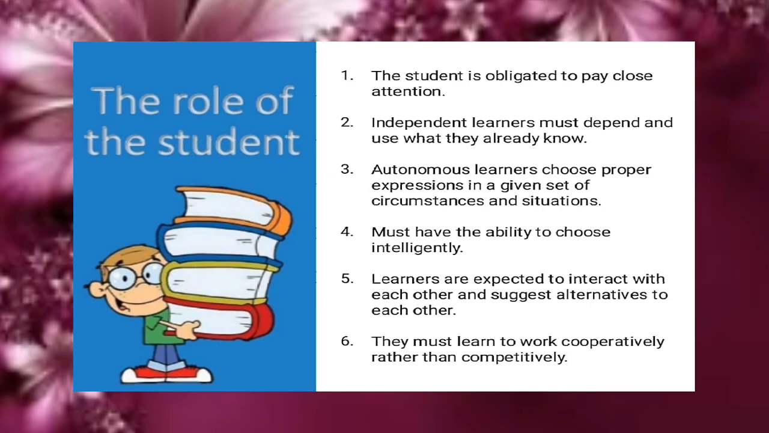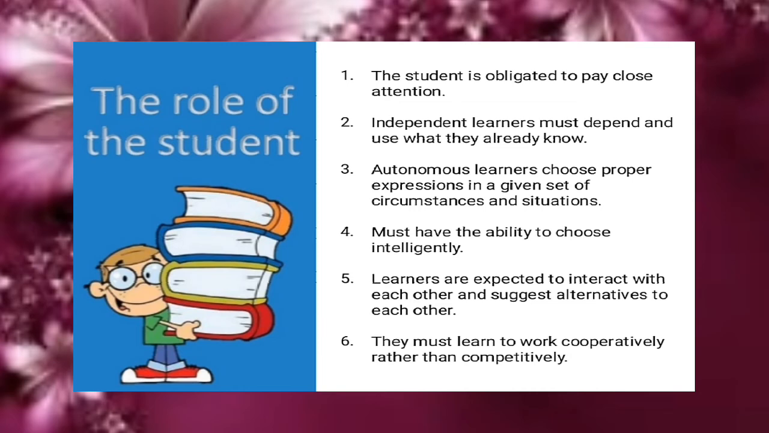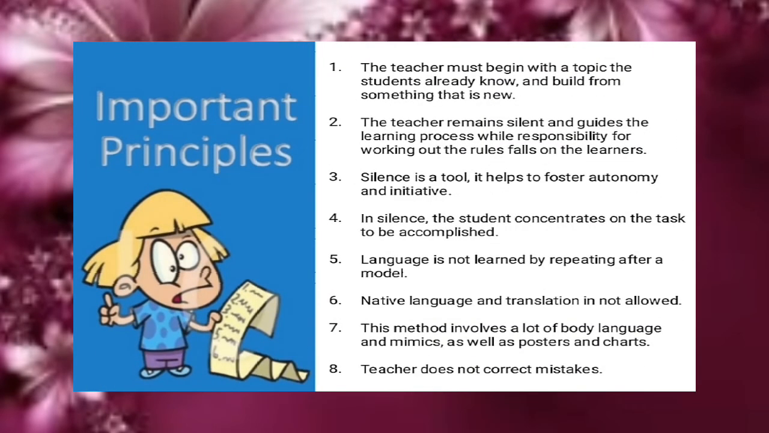Learners are expected to interact with each other and suggest alternatives to each other. Therefore, learners are expected to be a teacher, a support system, a problem solver, and a self-evaluator. Last, learners have only themselves as individuals and the group to rely on. They must learn to work cooperatively rather than competitively. These are the important principles in the Silent Way of teaching.